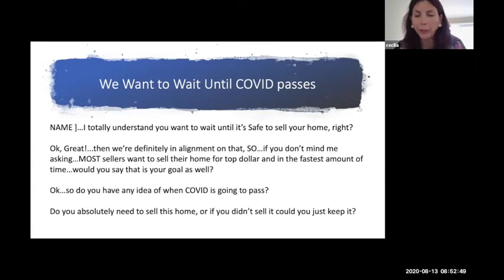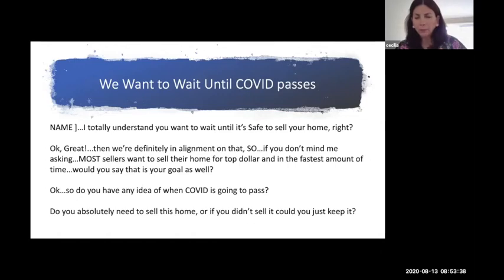Okay, Brett, we want to wait until COVID passes. We're very nervous about the whole thing. Okay. All right, so Cecilia, I totally understand that you want to wait until it's safe to sell your home, right? Yes. Yeah. So look. Sorry, there's a plane going over. But yes, we're very skeptical. I don't want people coming in and out of the house, and I don't know if they are infected. Sure. You don't want people going through the house infected. You want to keep your family safe, right? Yes. Yeah. I totally get it. So I totally understand that you want to wait until it's safe to sell your home. I get it. And that's the goal here, right? So it's safe. Yes. Okay.